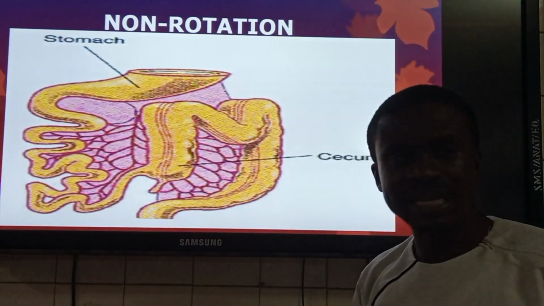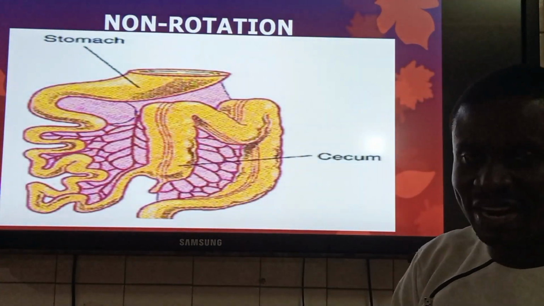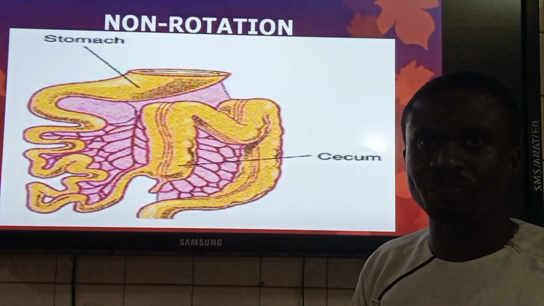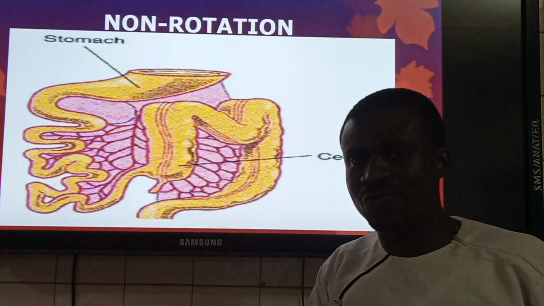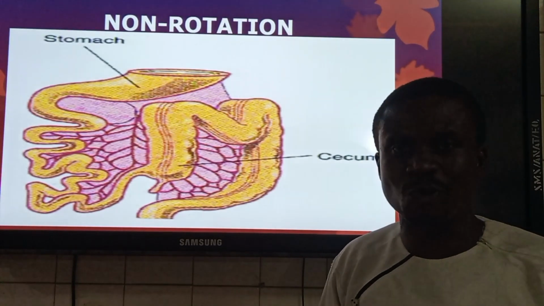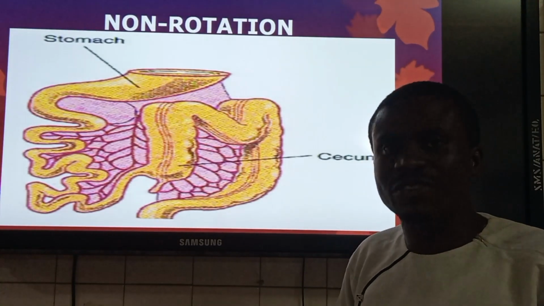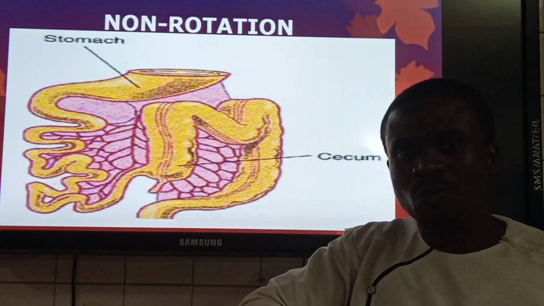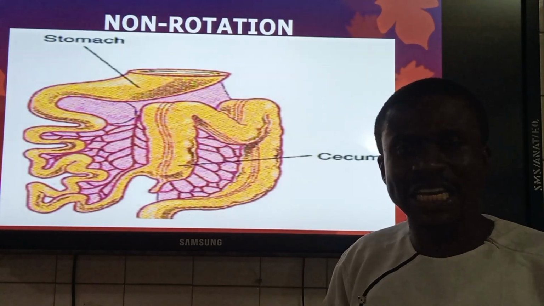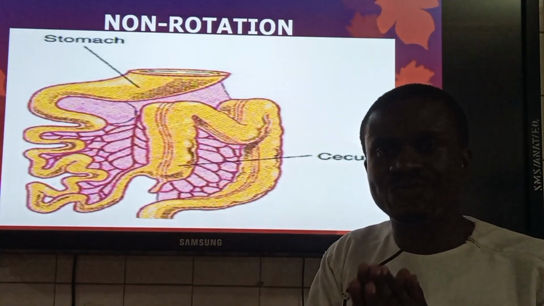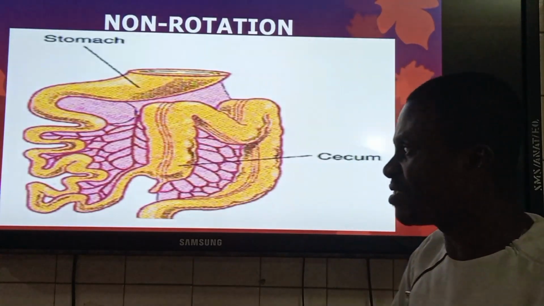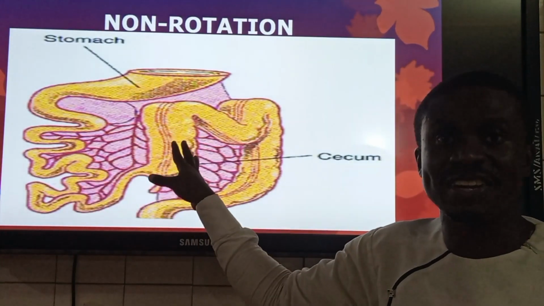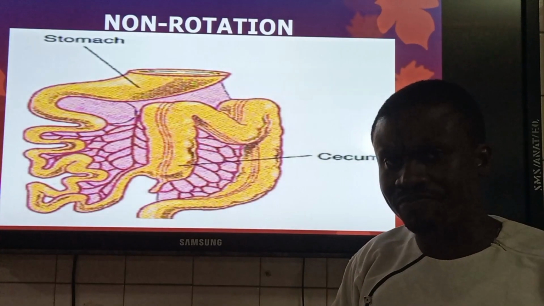Now, the other congenital anomaly, as far as the rotations of the mid-gut loop is concerned, is what we call non-rotation. Last week I explained to you that the first 90 degrees rotation is normal, but the remaining 180 degrees counterclockwise rotation is where the abnormalities may come in. Failure of the remaining 180 degrees counterclockwise rotation to occur is what we call non-rotation. The first 90 degrees rotation ensures that the pre-arterial segment, the small intestine, will be towards the right side, while the post-arterial segment will be towards the left side.